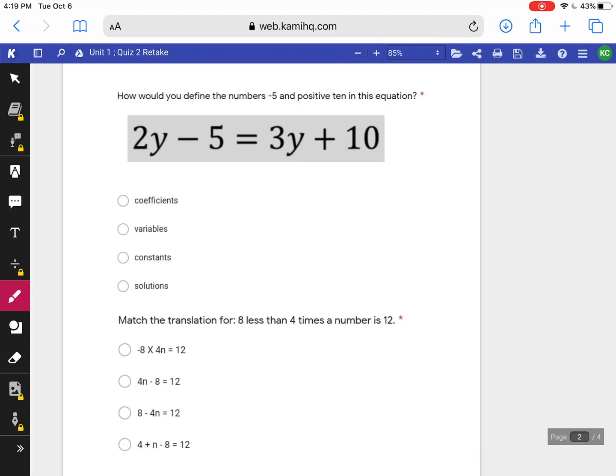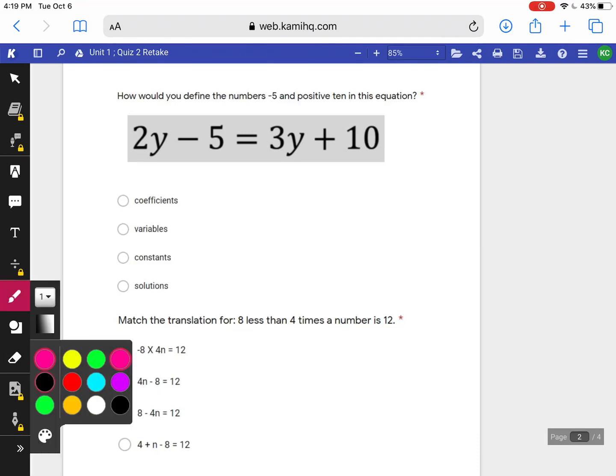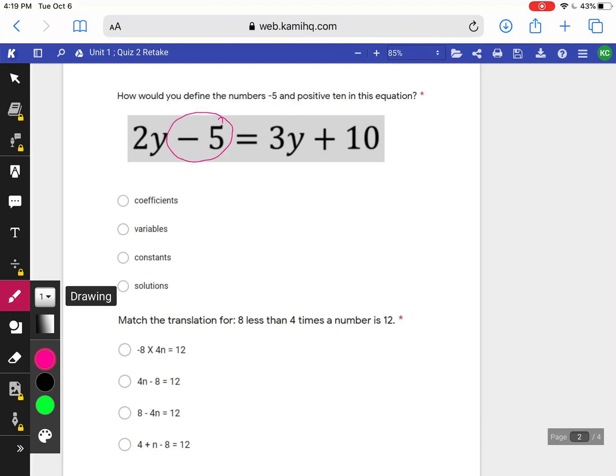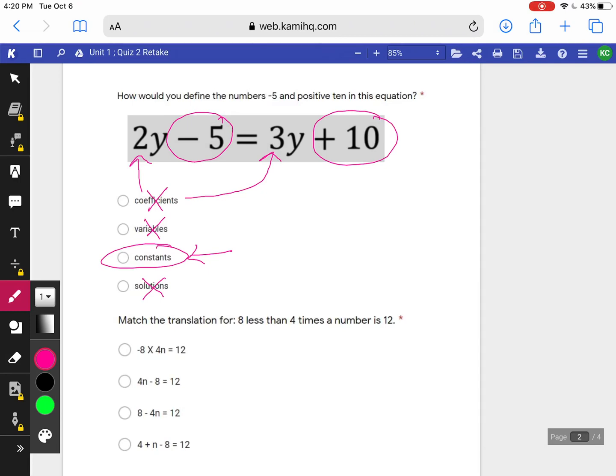Looking at this next question, how would you define the numbers -5 and 10 in this equation? -5 and 10 are the constant numbers that we see. They're not solutions. They don't answer the questions. They're not variables because they're not letters. And they're not the coefficients because remember, coefficients are the numbers you find in front of the variable. So -5 and 10 are the constants. Constants means that it is continually the same. -5 is constantly -5. It cannot change.